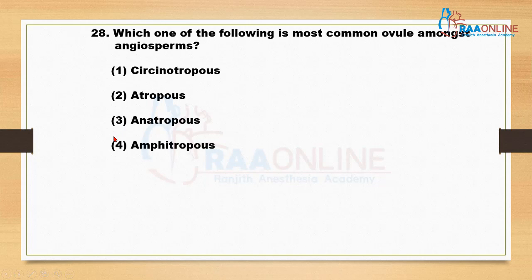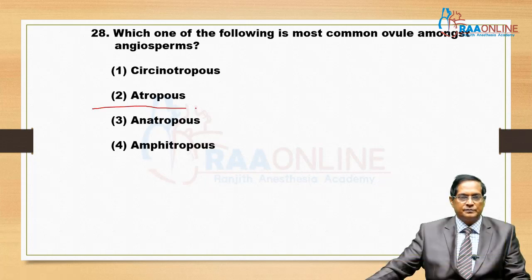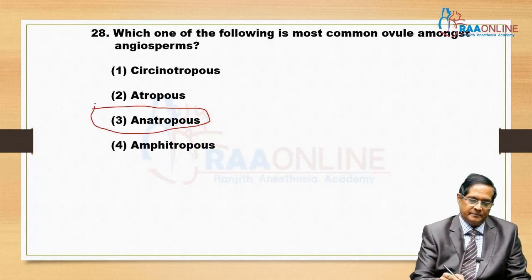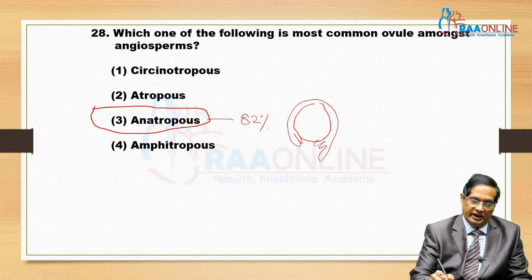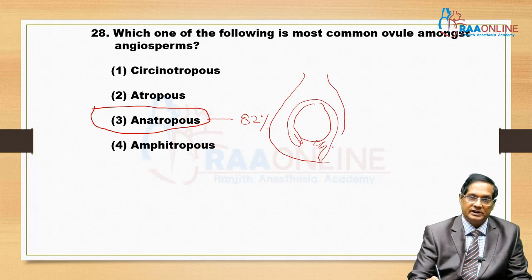Which one of the following is most common amongst angiosperms? I have already mentioned that anatropous is most common. It is found in 82% of plants. It is like this. This is anatropous ovule, the most common ovule, and it is present inside the ovary.